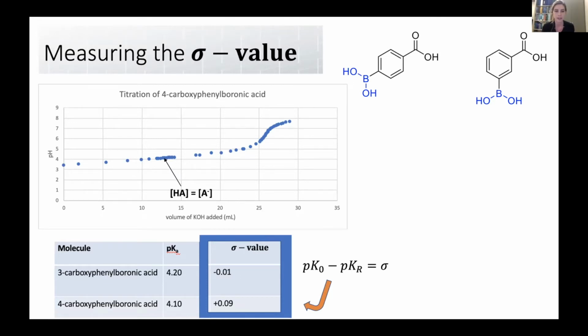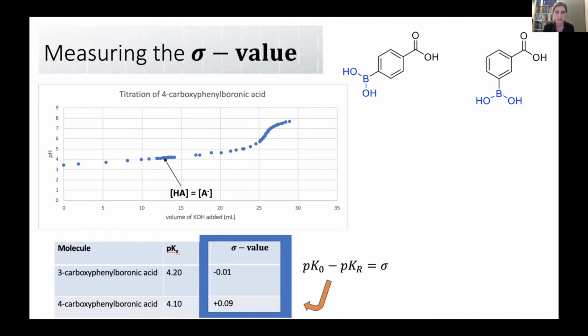Now notice that for the meta product, the sigma value is very small. So this tells us that the boral substituent isn't having a huge impact on activating or deactivating the benzoic acid ionization. The reason for this is the meta position isn't connected directly to the reaction site of the transition state through resonance.